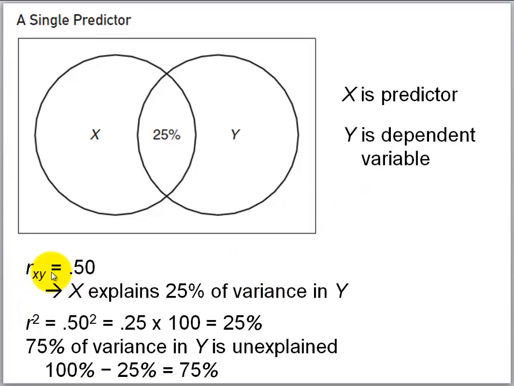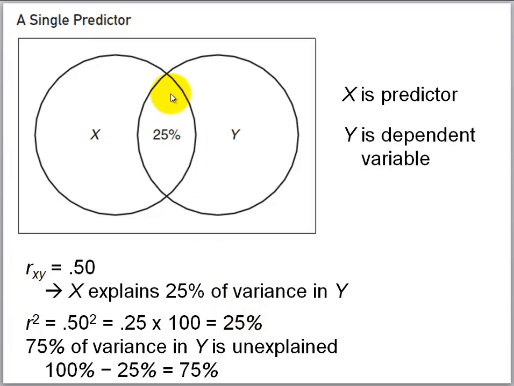The correlation between x and y is 0.50. What is the percentage of y that is explained by x? What I mean to say is, what is the percentage of variance? In this situation, x is explaining 25% of the variance in y. To get that 25%, we square r. So r squared, 0.50 squared, is 0.25, and multiplying by 100, we get 25% of the variance in y is explained by x.